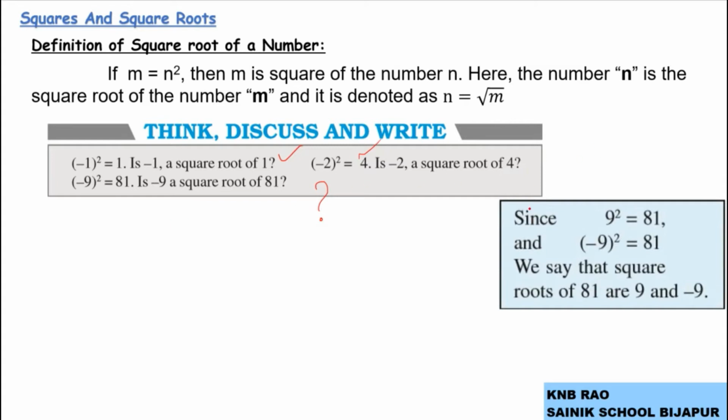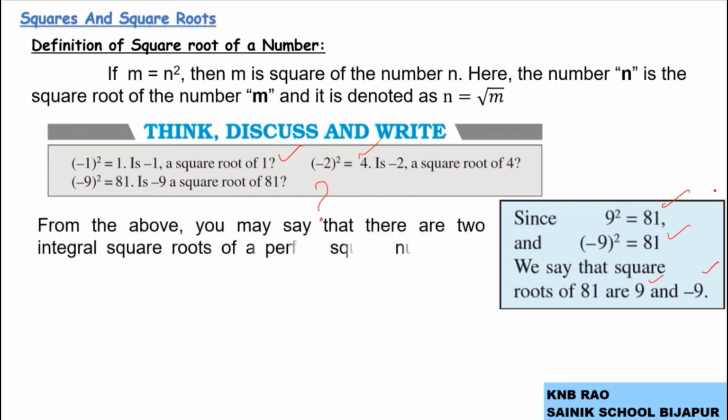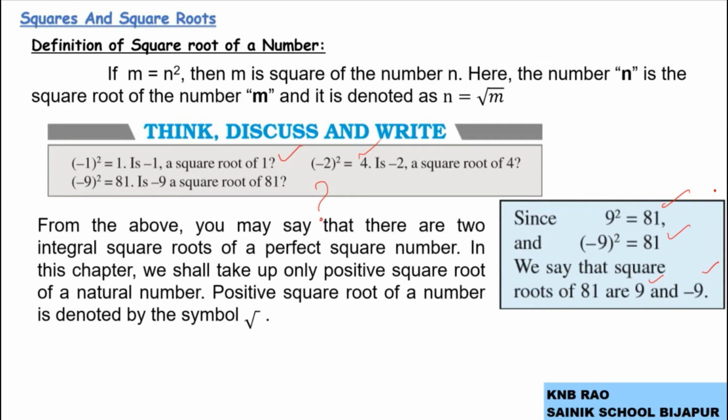Since 9 square is 81 and minus 9 square is also 81, we say that the square roots of 81 are two values, that is 9 and minus 9. From this, I would like to give little clarity for you children on this concept.